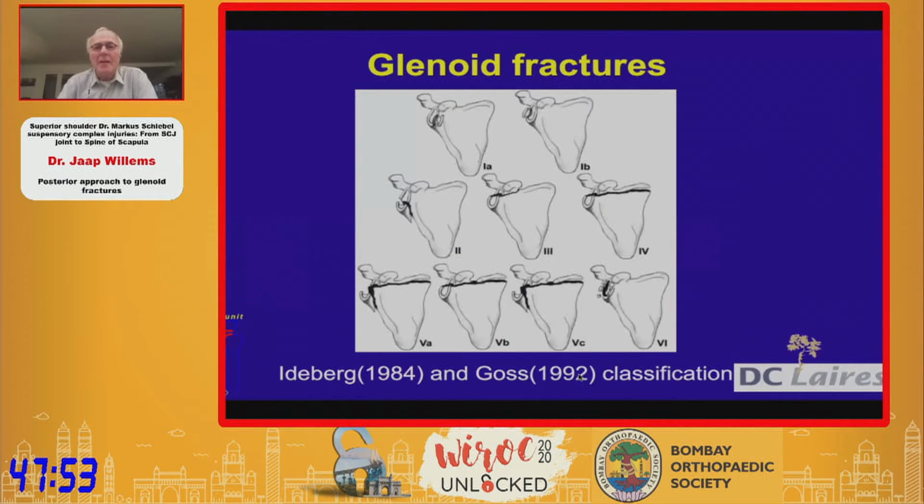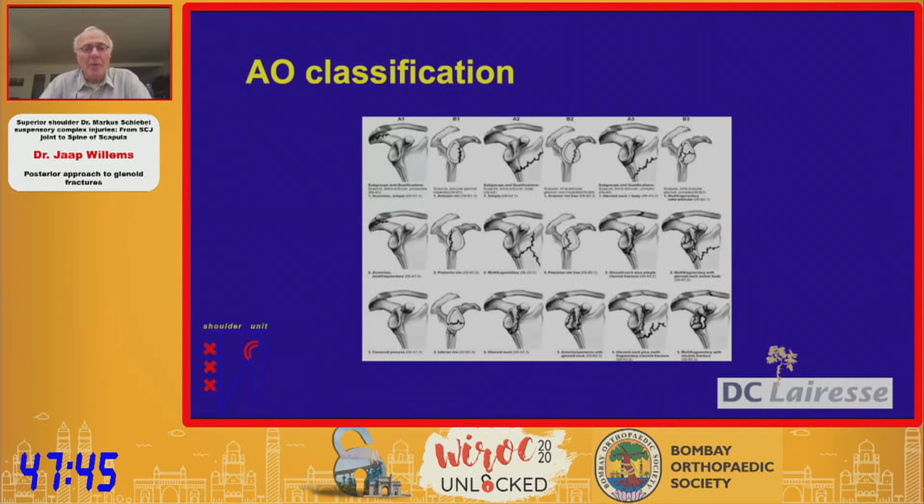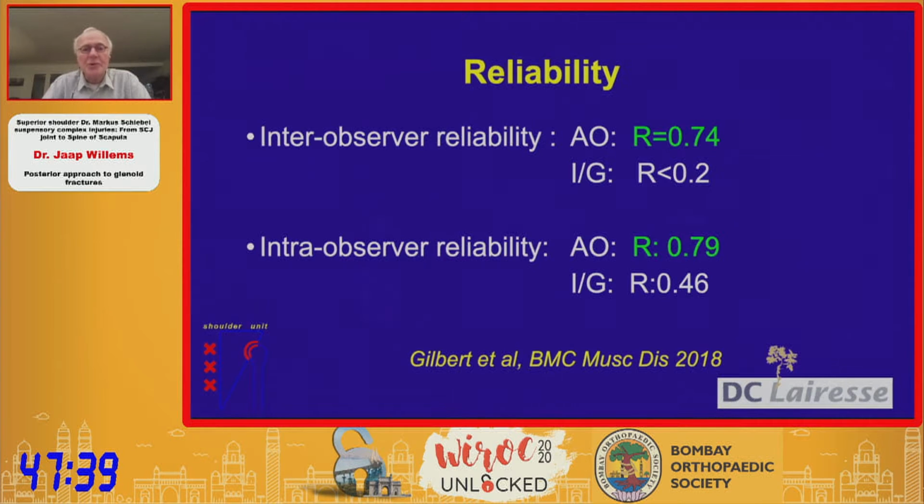You are probably all familiar with the Heidelberg and Goss classification. And you're probably all familiar also with the AO classification, which is more or less following the same rules, but the reliability of the AO classification is better, both inter- and intra-observer, as shown in this study. Nevertheless, in daily practice, mostly we use the Heidelberg and Goss classification, so I will continue with that classification.